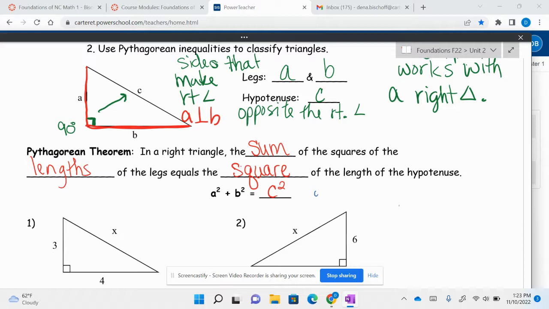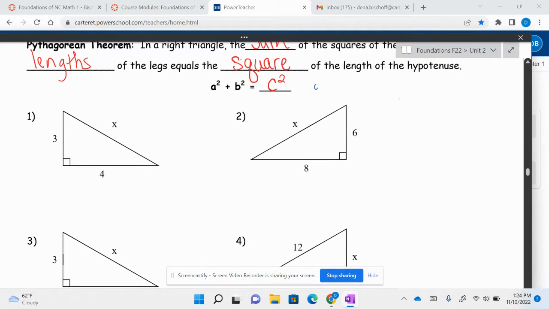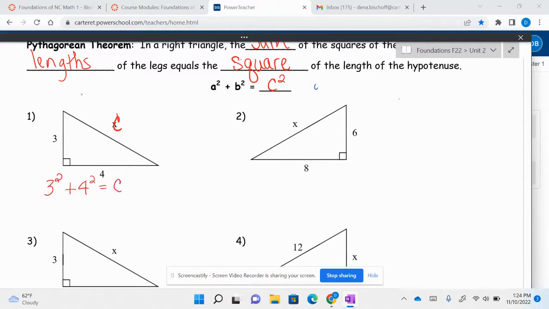Have any of you guys seen that before? You should have done that maybe probably in 7th or 8th grade. Yes? Okay. So let's look at example number 1 and tell me which side is C. I try to always label my C just so I don't mess it up. Yeah, C is the X. So if I use the Pythagorean theorem, I'm going to say 3 squared plus 4 squared equals C squared.